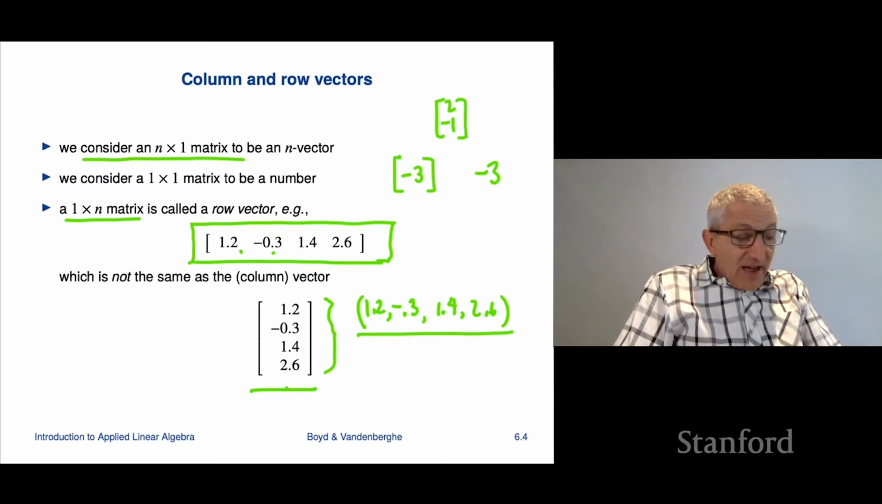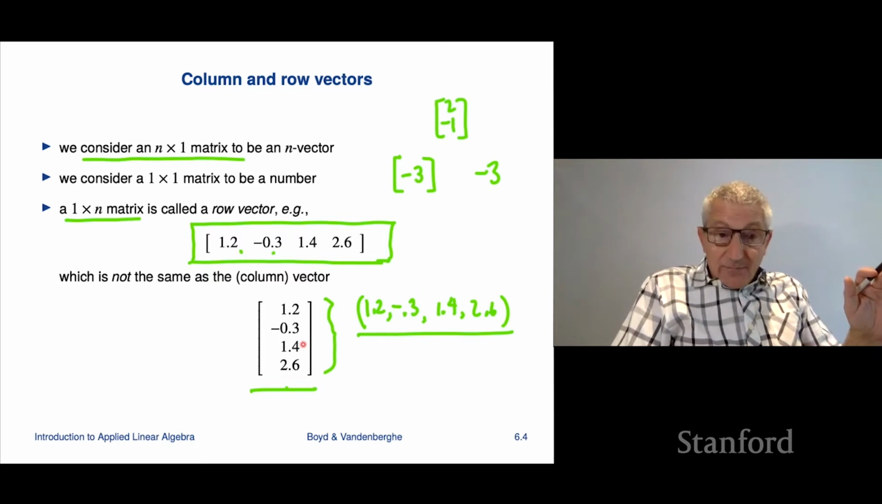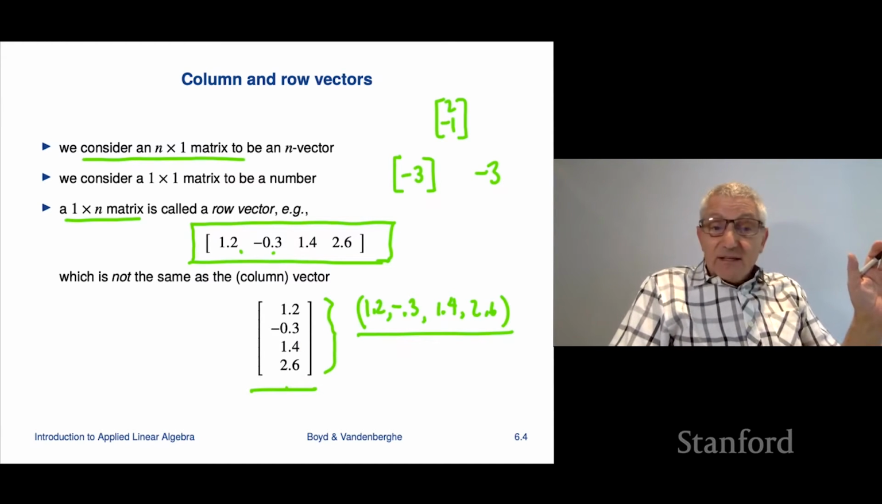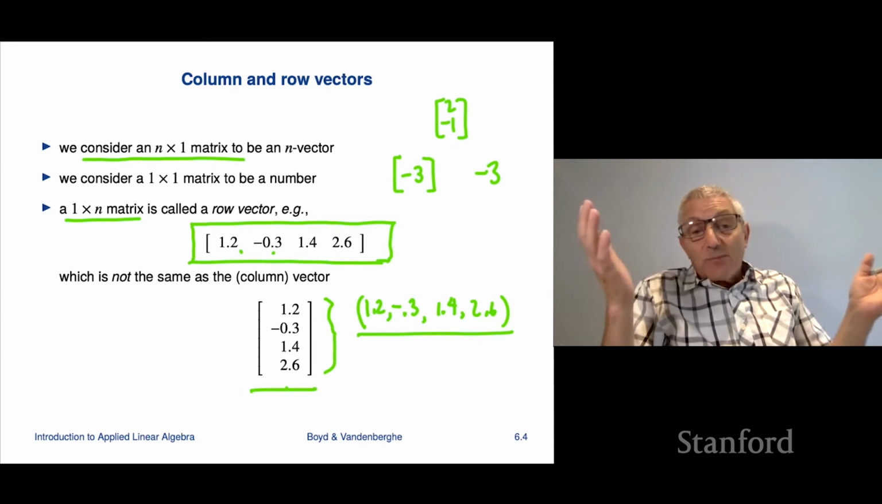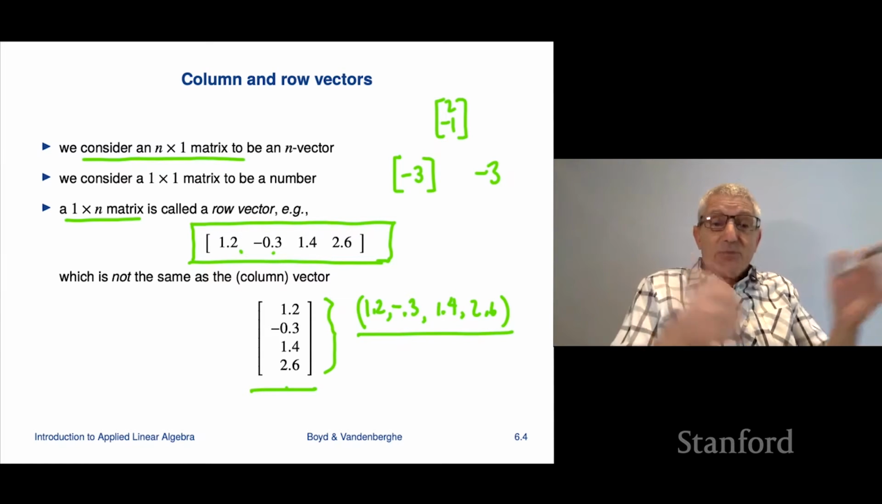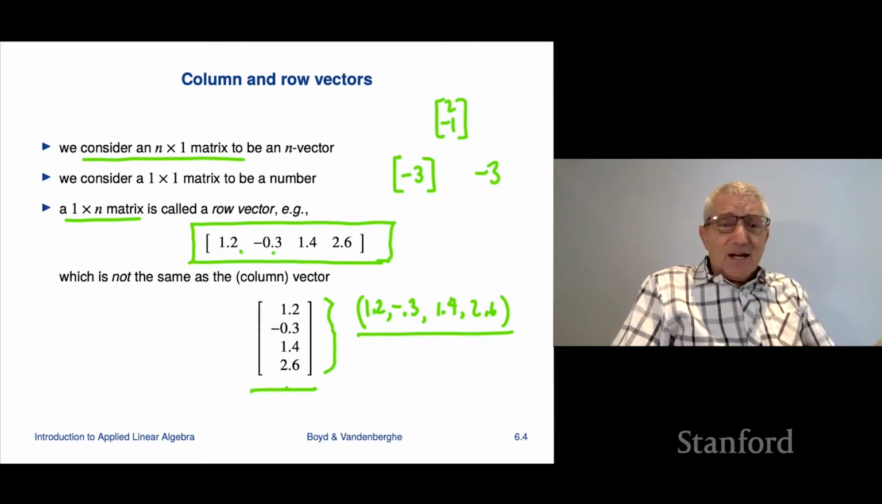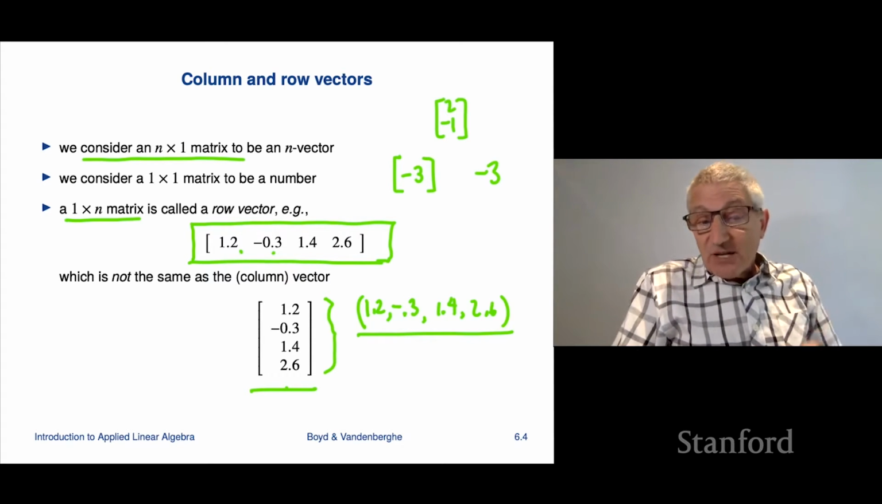For example, if I asked you, is this equal to that? The answer would be no. Or it would be some worse thing, like, hey, what are you doing? You cannot ask me if a 1x4 matrix is equal to a 4x1 matrix. It doesn't even make sense. Instead of no, it could be some kind of nasty comment coming back, like, they're incomparable. Okay, so I just mentioned that here.